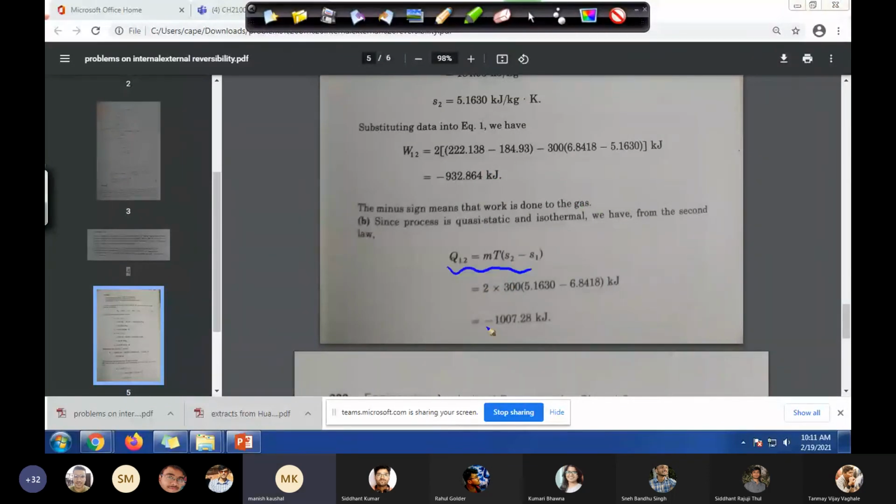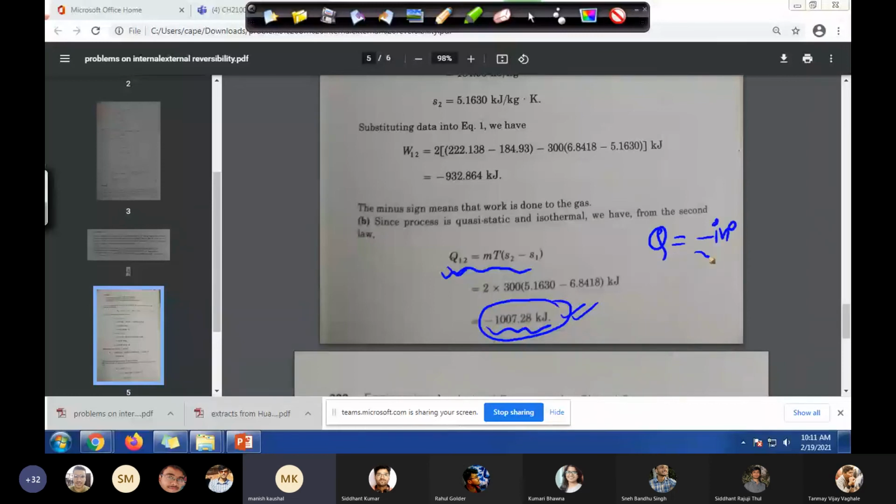We have used this. This is Q12, and Q12 is coming out to be negative. It means when I said heat is coming to the system, I was wrong. Heat is going out of the system. Anyway, you can always check whether Q is negative or positive. That's why I said see the numbers. So Q is coming out to be negative.